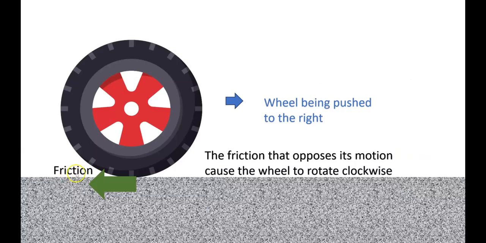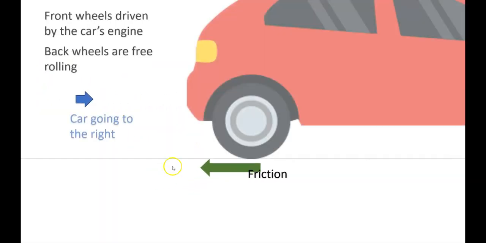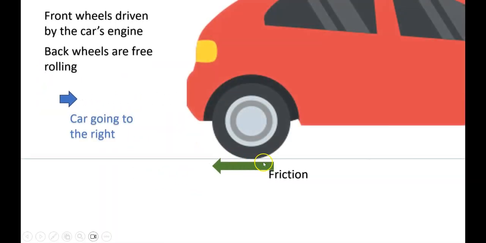So the friction between a rough surface and a car's wheel will cause the wheel to rotate. Hence, for the back wheels that are not driven by the car's engine, it is the friction that opposes the forward motion that causes the wheels to rotate clockwise. So although the back wheels are rotating clockwise like the front wheels, the frictional force in this case is pointing backwards as the car moves forward.